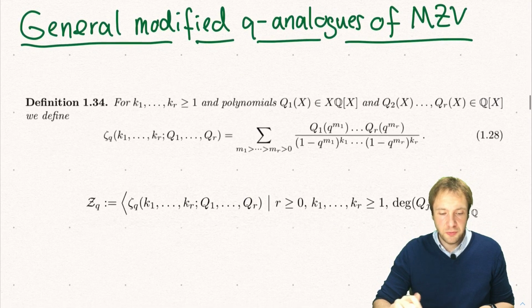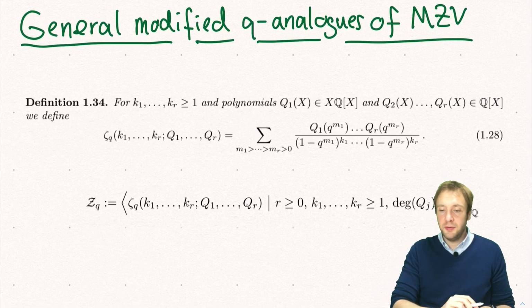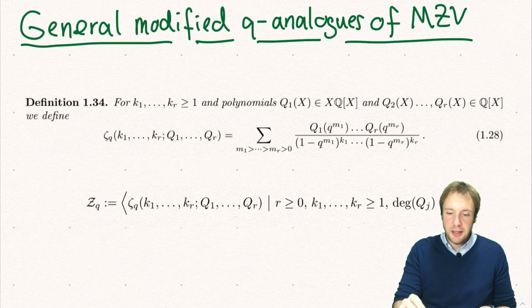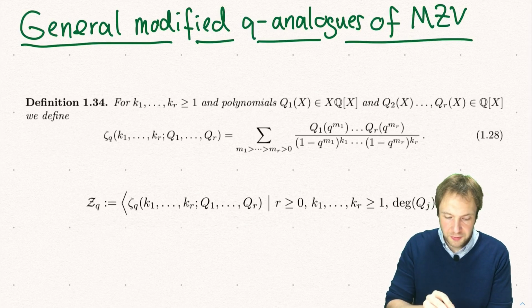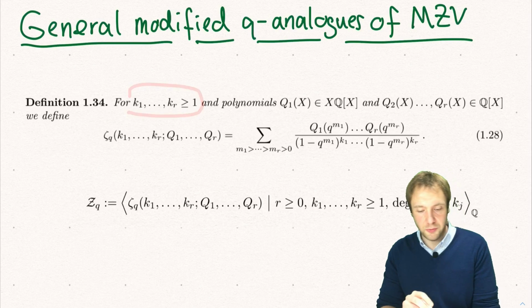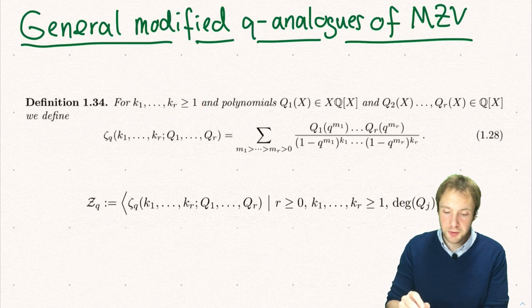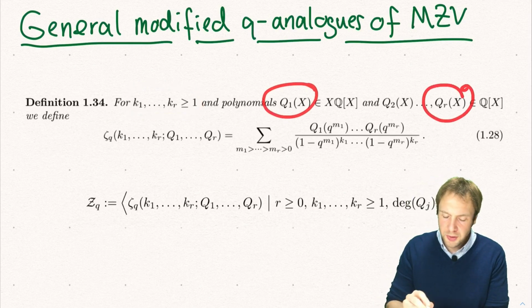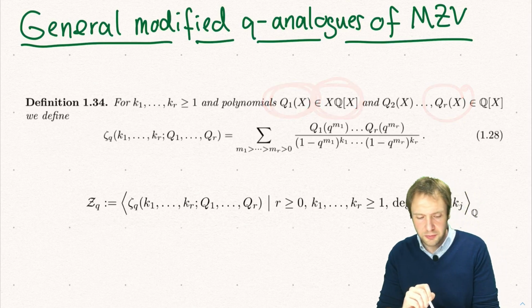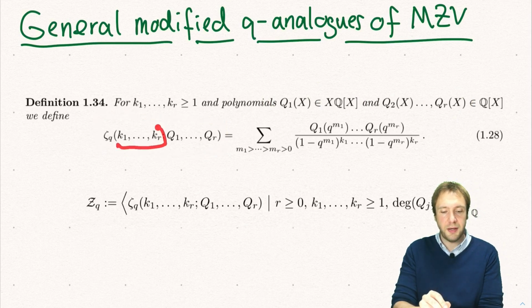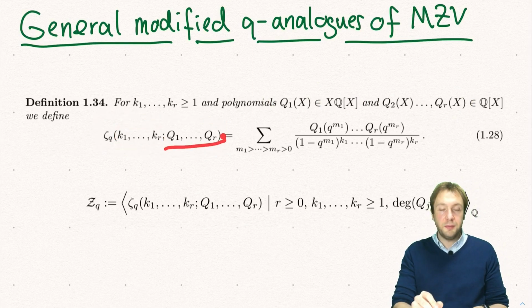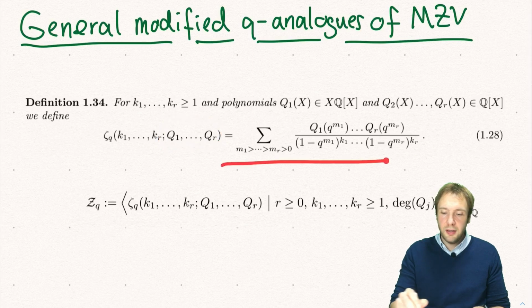So I want to call this a general modified q-analogues of multiple zeta values. And what I mean by this is that for some index k1 to kr, and now some polynomials q1 up to qr, where q1 needs to be 0 at 0, we now define this q-series zeta_q depending on these numbers k1 to kr and these polynomials q1 to qr by this sum here.